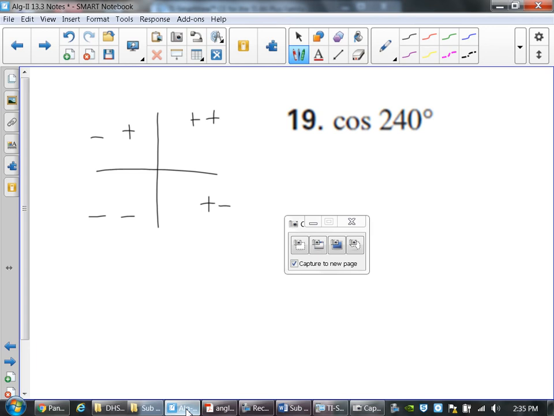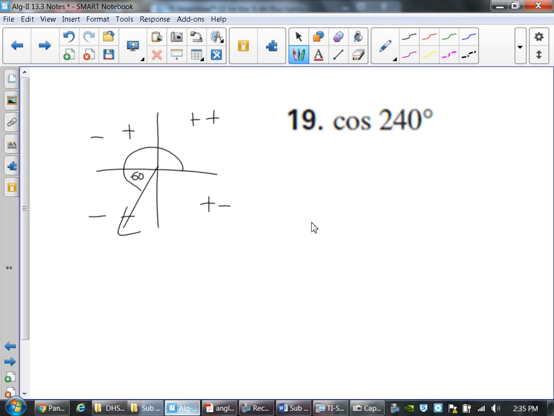Okay? 240. Where does it go? Third quadrant, with a 60-degree reference angle. 60 degrees, pi over 3. Cosine of 60 degrees is 1 over 2, so it's 1/2. Is cosine positive or negative in the third quadrant? Negative. So your answer is negative 1/2.